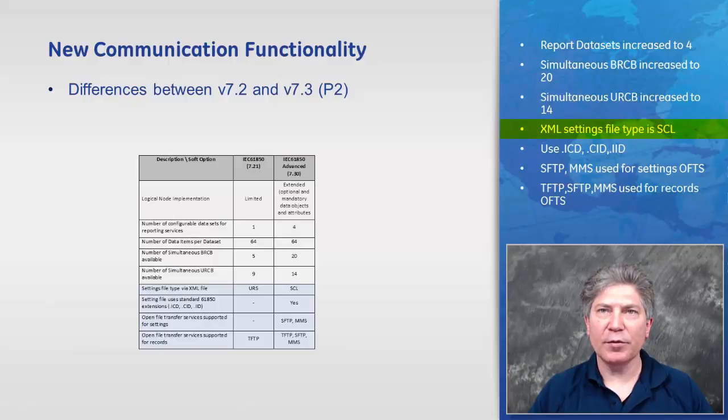Setting file types were introduced via XML, changed from URS in version 7.21 to SCL in version 7.3. In version 7.3, the settings files used were standard 61850 extensions, .icd, .cid, and .iid. The open transfer services supported for settings in version 7.2, there wasn't any. In version 7.3, we're using SFTP and MMS. And the open file transfer services supported for records in version 7.21 was TFTP, and in version 7.3, TFTP, SFTP, and MMS.